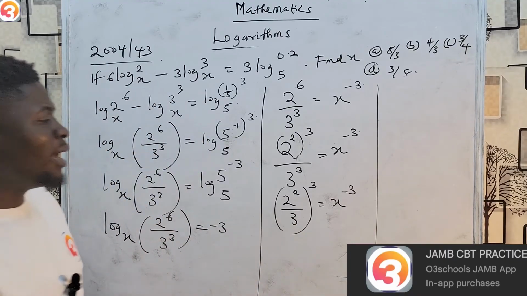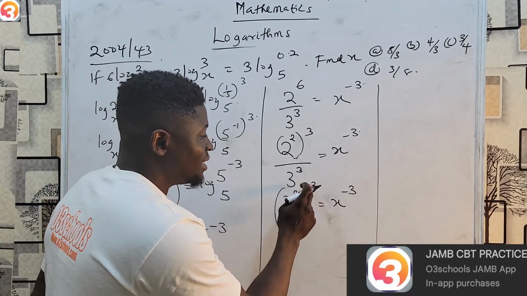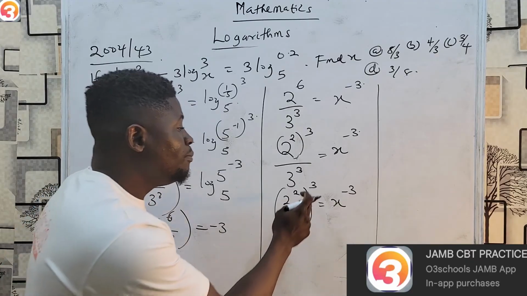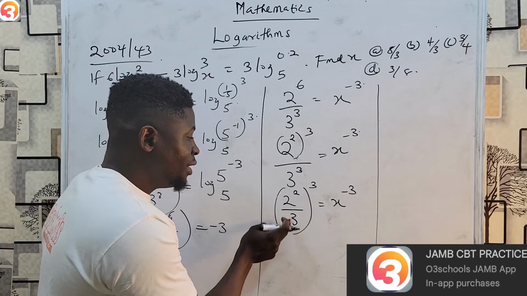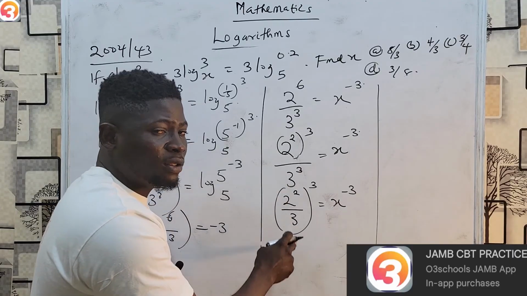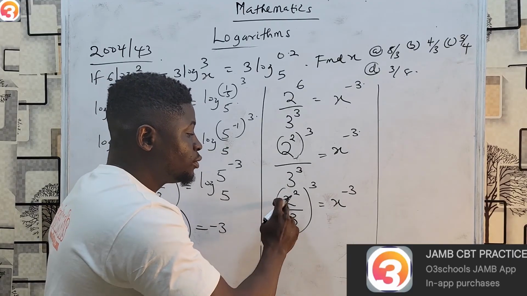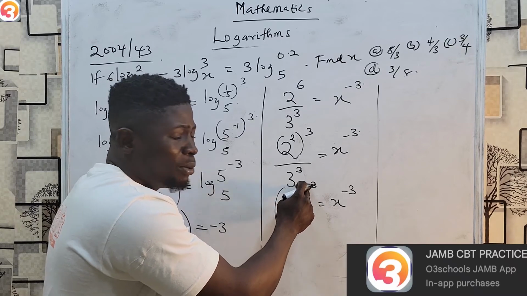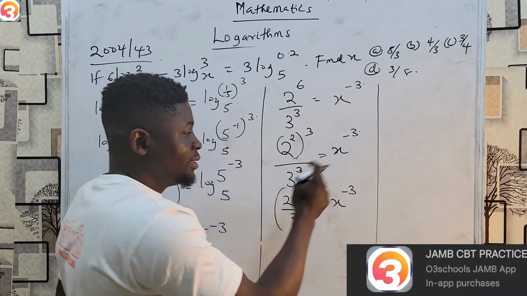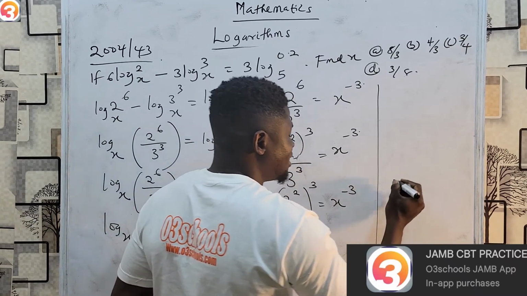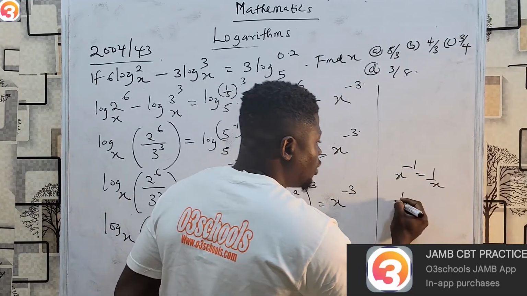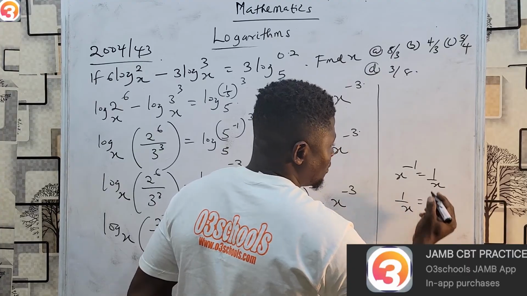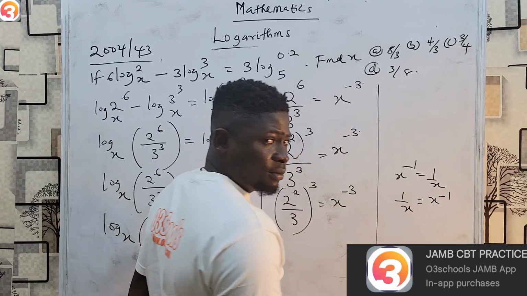So we need to make sure that at least one of them is equal. This is 3, this is minus 3. How can we make this one become minus 3? If we invert this one, making it 3 over 2 raised to the power 2, the power will become negative. That means we are utilizing the law of indices that says x raised to the power minus 1 is 1 over x. So 1 over x is the same as x to the power minus 1.